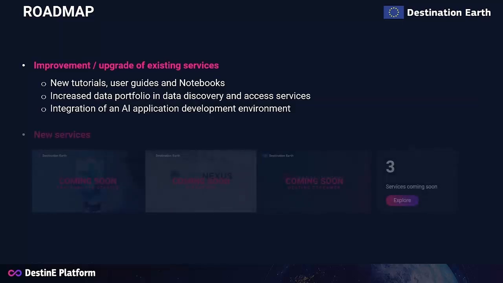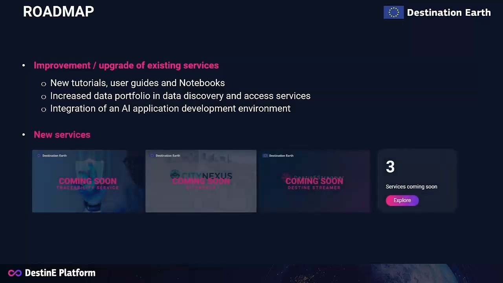In addition, we already have a series of services that will be published soon, as well as services that are still in the beta testing phase, for which we are gathering feedback to make improvements before we make them fully operational.